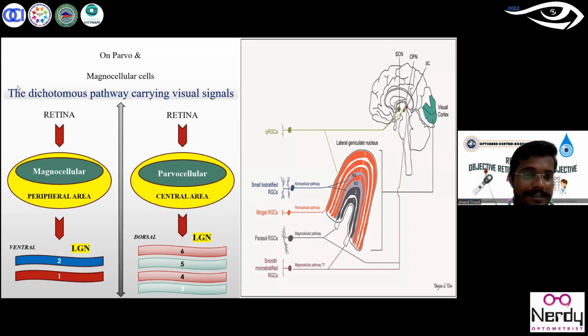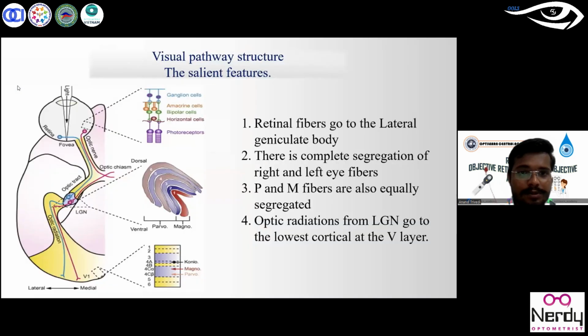The magnocellular cells are in the peripheral area and the parvocellular cells are in the central area. The magnocellular cells go to the ventral part of the lateral geniculate body, layers 1 and 2. The parvocellular cells from the central area go to the dorsal part of the lateral geniculate body, layers 3, 4, 5, and 6. So we're talking about the visual pathway structure and the salient features in them.